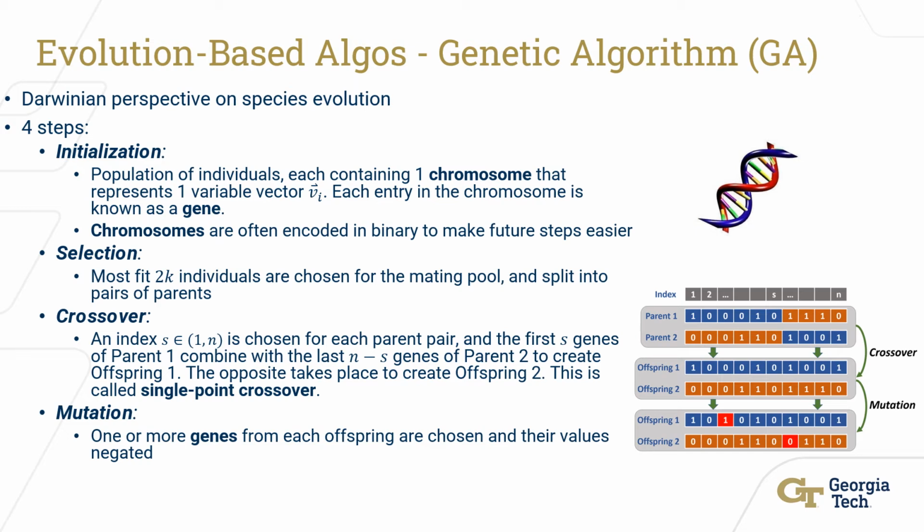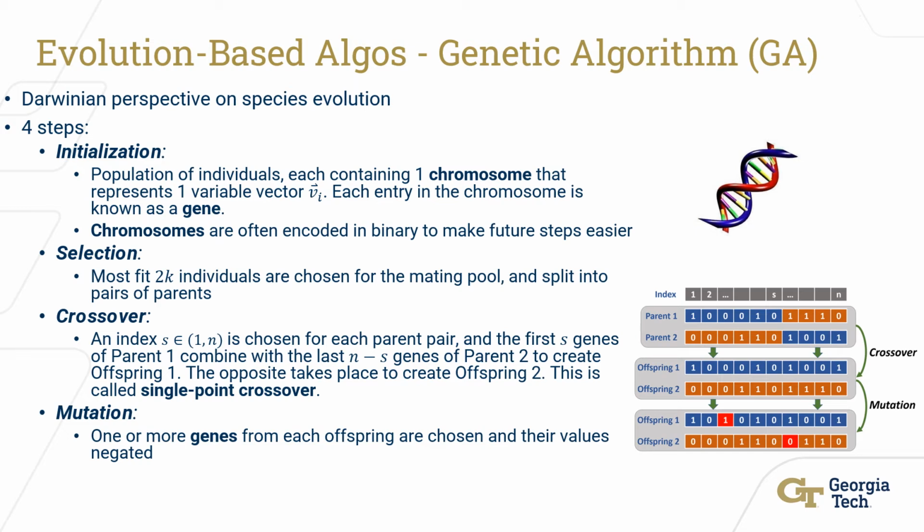Next, from this population, a mating pool of sufficiently fit individuals is selected. Most commonly, the 2K most fit individuals are selected for the mating pool, but stochastic variations on the selection process exist in the literature. From this mating pool, individuals are split into mating pairs at random. Each mating pair, consisting of two parents, will now be used to produce two new unique individuals known as offspring.